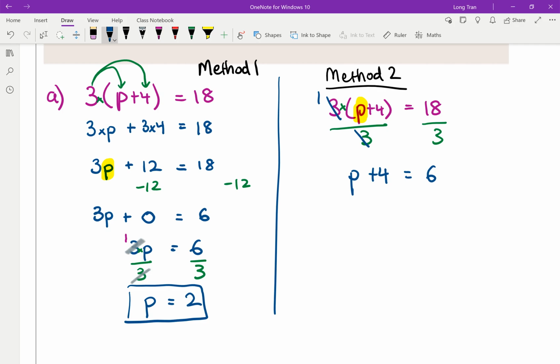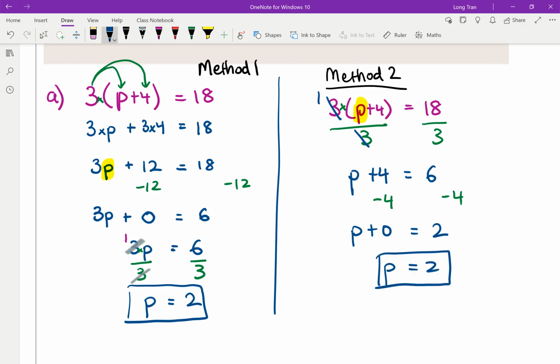So by doing this now, it's much easier to solve for p, because all I need to do is get rid of plus 4. What's the opposite of plus 4? Minus 4. So here, I can say minus 4 on the left, minus 4 on the right. So I'm balancing the equation. And we know that 4 minus 4 is 0. So p plus 0 is equal to 6 minus 4? 2. Very good. Together, p plus 0 we know is p. That's why I know the answer is p equals 2.